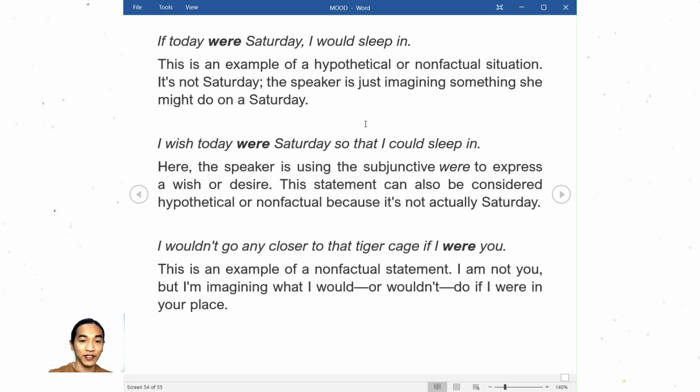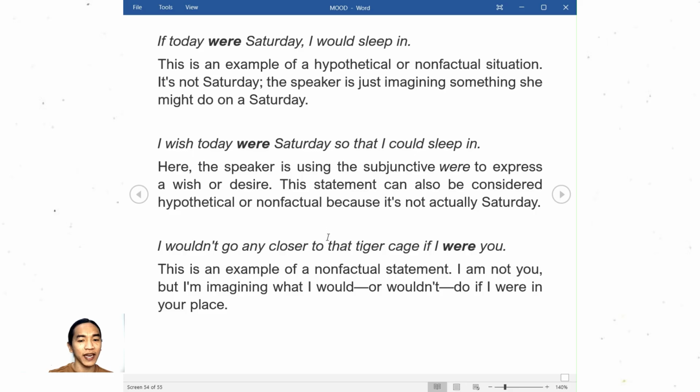Now, if today were Saturday, I would sleep in. This is an example of a hypothetical and non-factual situation. It's not Saturday. The speaker is just imagining what she might do on Saturday. I wish today were Saturday so that I could sleep in. So the speaker is using subjunctive were to express a wish or desire. I wish today were, right? This statement could also be considered hypothetical or non-factual because it's not actually Saturday.